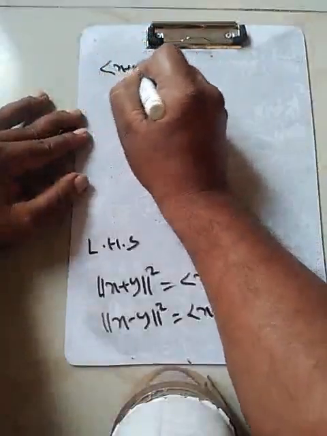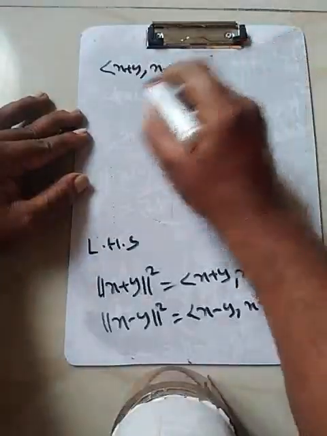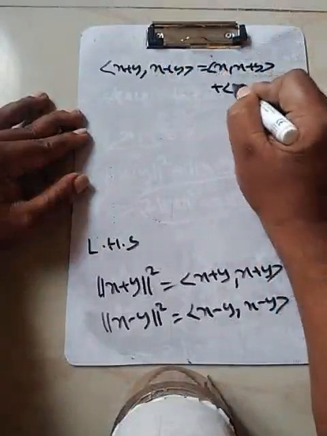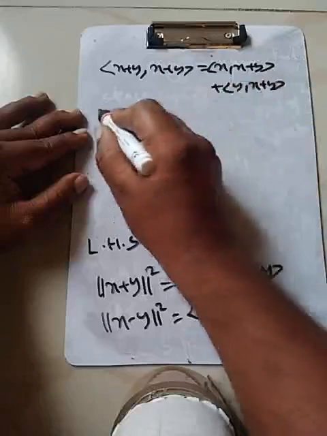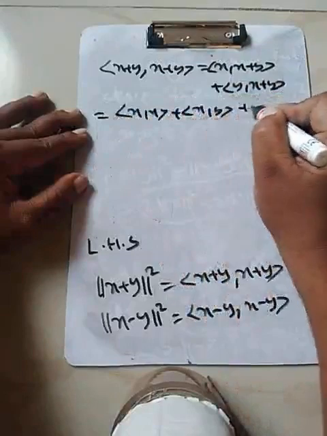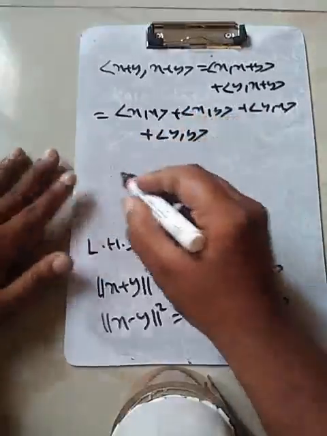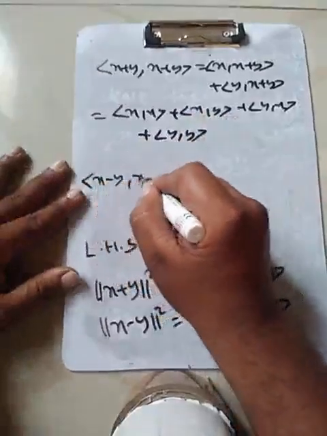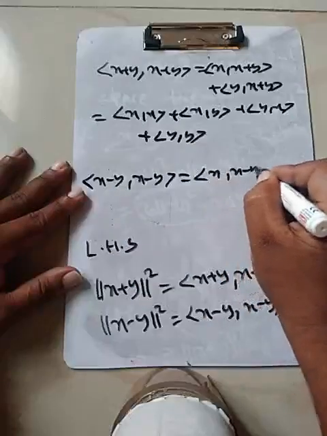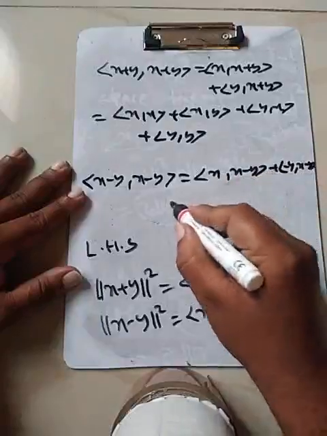Inner product of x plus y with x plus y is equal to inner product of x with x plus y, plus inner product of y with x plus y. This is equal to inner product of x with x, x with y, y with x, plus inner product of y with y. And the inner product of x minus y with x minus y is inner product of x with x minus y, plus inner product of minus y with x minus y.